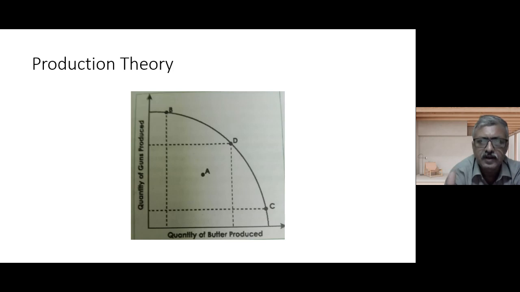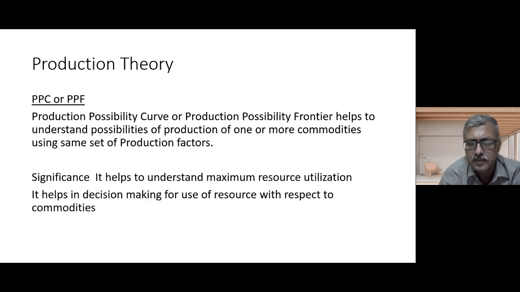Now we can take a call on which way we should engage our resources for production. Either we should go only for B quantity of guns, or we should go for C quantity of butter, or we should go for D quantity, where we have B minus something guns and C minus something butter. So this gives us three different scenarios. These three scenarios are production possibilities. And since a curve has been plotted, we call it the production possibility curve or production possibility frontier.